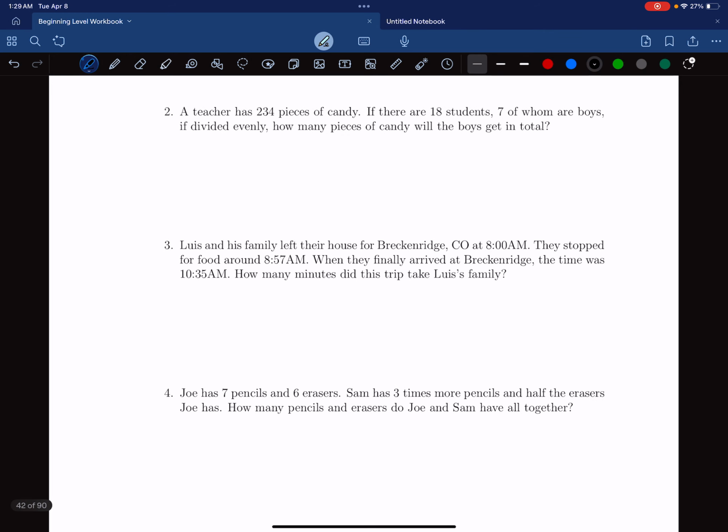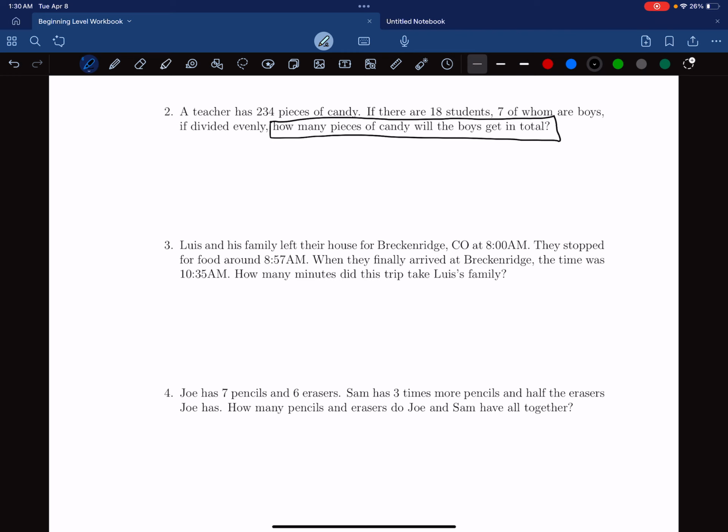Looking at example 2, I encourage you to pause the video, and now let's work through it together. It says, a teacher has 234 pieces of candy. If there are 18 students, 7 of whom are boys, if divided evenly, how many pieces of candy will the boys get in total? There's a lot of information there. So let's first start by boxing what the question is, what's being asked of us. And this is our question: how many pieces of candy will the boys get in total?